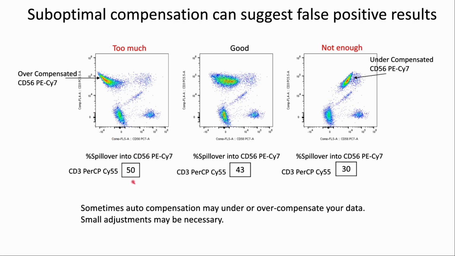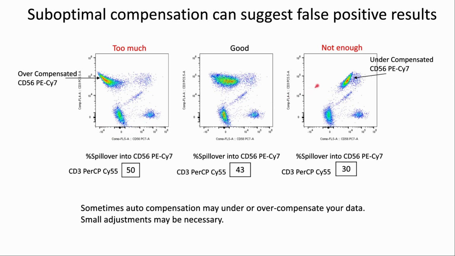If we apply a spillover percentage of PerCP into PE-Cy7 of 50%, that is too much for the gain settings which were used to collect this experiment. This overcompensated data means the CD56 PE-Cy7 signal has too much subtracted from it, and it ends up being negative, significantly below zero.